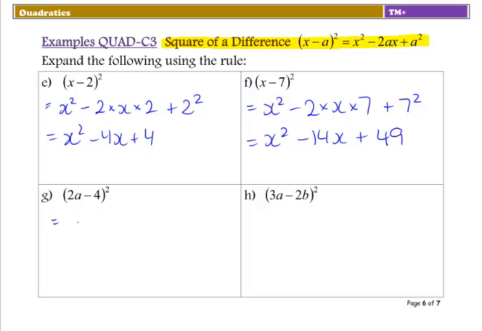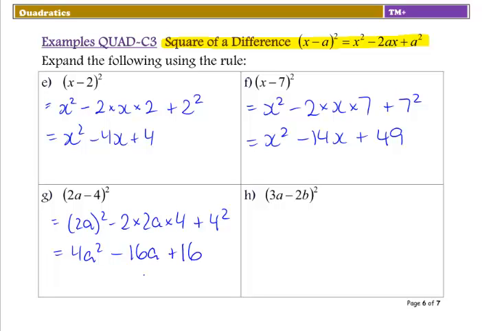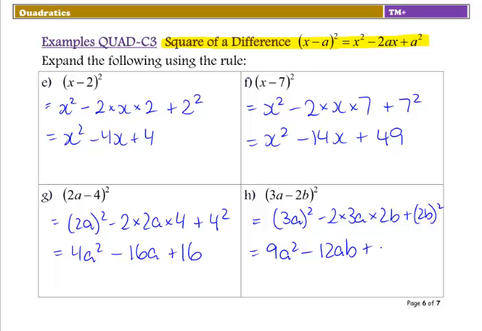Okay, next, first term all squared, minus 2 lots, multiplying the two terms, plus the last term all squared. So I have 4a squared, minus 2 2's are 4, 4 4's are 16, plus 16. Last one, 3a all squared, minus 2 lots, multiplying my other terms, plus my last term all squared. So that's 9a squared, minus 2 3's are 6, 6 2's are 12, and then plus 2 2's are 4, 4b squared. Okay.